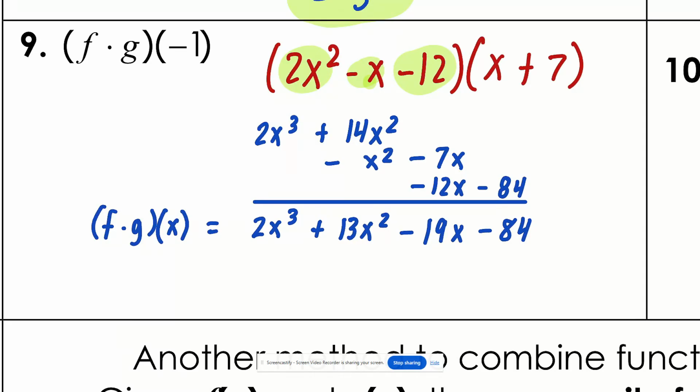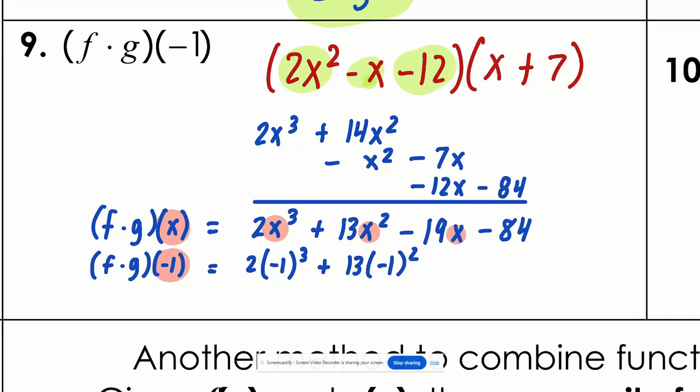Now, how do we finish this thing off? Well, remember, they don't want f times g of x. They want f times g of negative 1. So what am I doing? Every time I see x, I'm plugging negative 1 into it. That's here, here, and here. So I'm going to go to my calculator, and I'm going to go 2, open parenthesis, negative 1, close parenthesis, cubed, plus 13, open parenthesis, negative 1, close parenthesis, squared, minus 19, open parenthesis, negative 1, close parenthesis, minus 84.